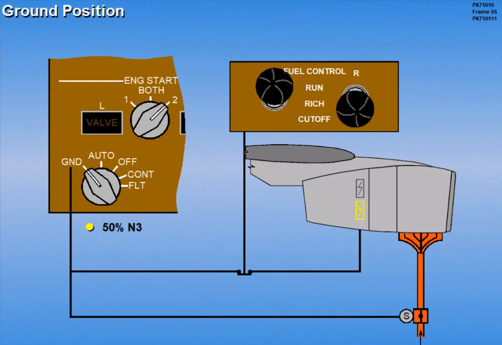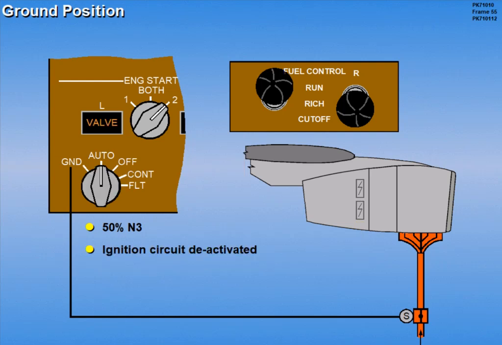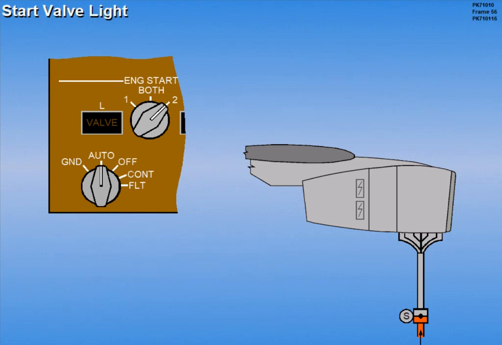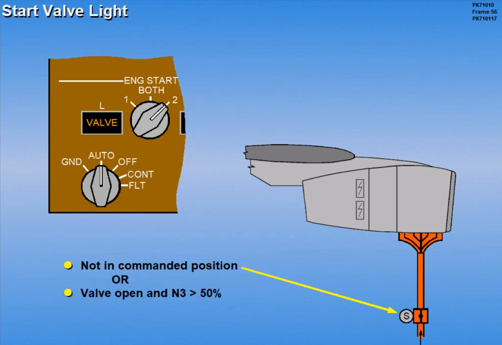At approximately 50% N3, power is interrupted to the start selector and it moves to the auto position. This deactivates the ignition circuit and commands the start valve closed. The engine start valve light illuminates when the start valve is not in the commanded position, or the valve is open with N3 RPM above 50%.